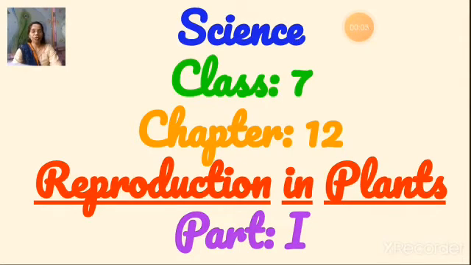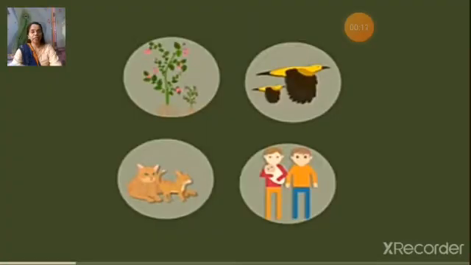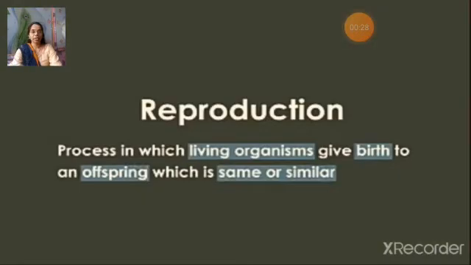You know that all living things can move, grow, respire. Also, all living organisms are capable of giving birth to their young ones, which are either exactly the same or similar to them. Can you tell me what the process of giving birth to young ones is known as? The process is known as reproduction.